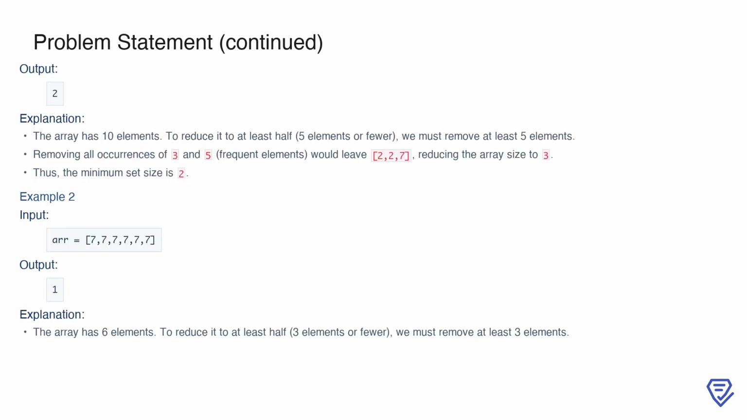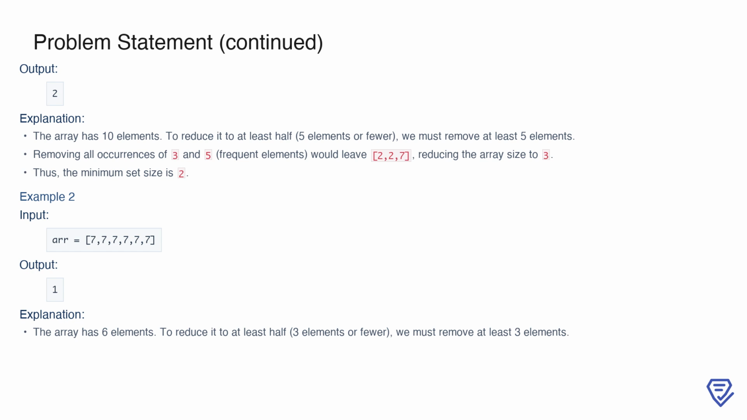In the first example, the input array is 3 3 3 3 5 5 5 5 2 2 7. This array has 10 elements, so to reduce its size to at least half, we need to remove at least 5 elements. One way to achieve this is by removing all occurrences of the numbers 3 and 5, as they are the most frequent elements in the array. Removing these numbers leaves us with 2 2 7, which has only 3 elements, satisfying the condition. Since we selected two numbers, 3 and 5, the minimum set size in this case is 2.